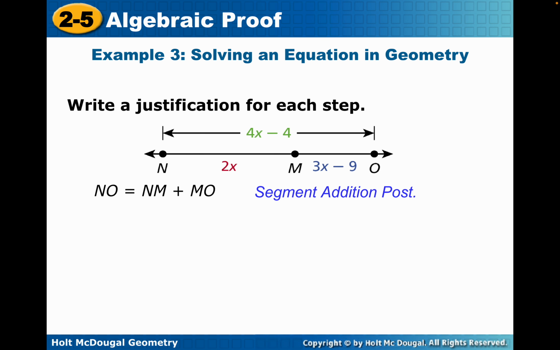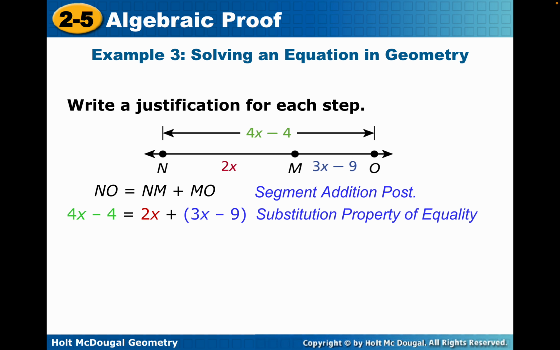It's true. Okay. It's substitution. All right? So substitution property. We're substituting. So I'm going to put 4x minus 4 equals 2x plus 3x minus 9. And I'm just going to put substitution property, okay?